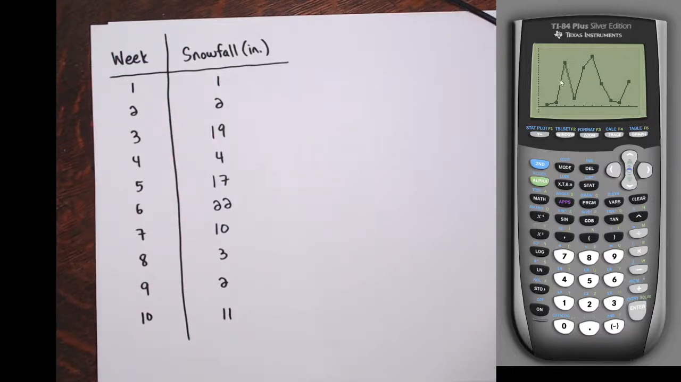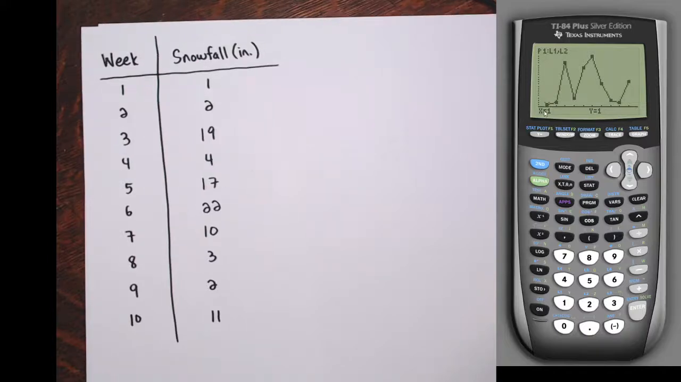And if you'd like to see what these points are, you can hit the trace button, and you see the first one, 1, 1. In the first week, there was 1 inch of snowfall. Then just move along the graph with the cursors left and right. See X is 2, Y is 2. That's this second row. 3, 19, the third row. 4, 4, 5, 17, 6, and see how it's flashing on the point that you're at. So you can move along the graph like this with the trace button. All right, so that's how you make a line graph on your calculator.